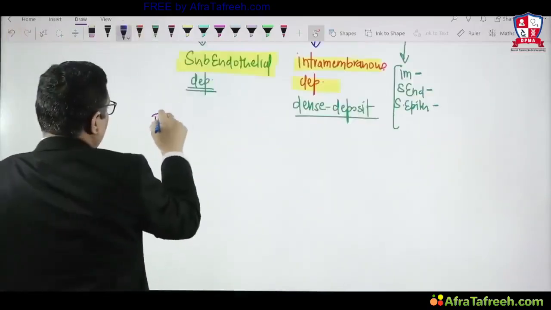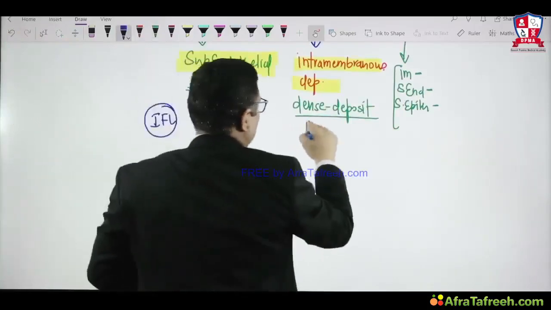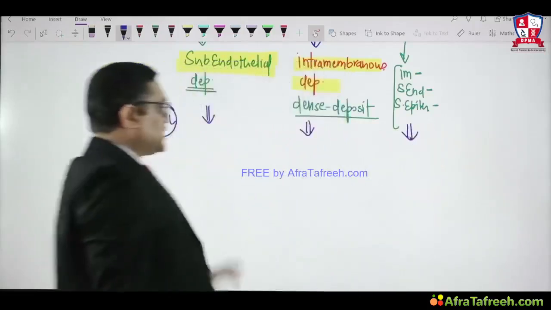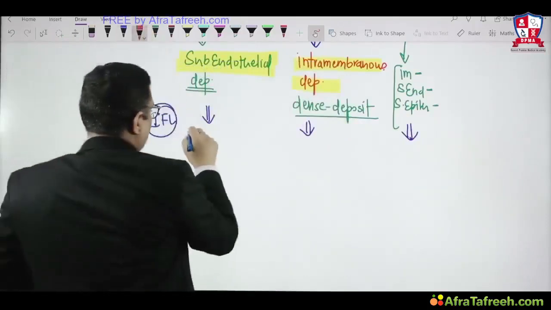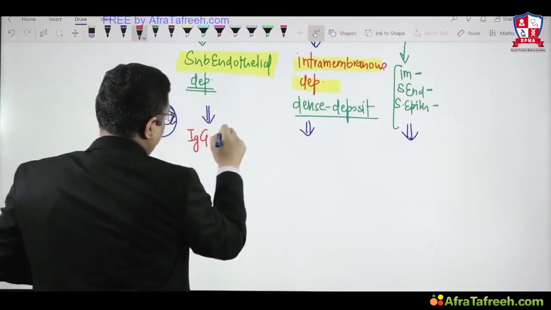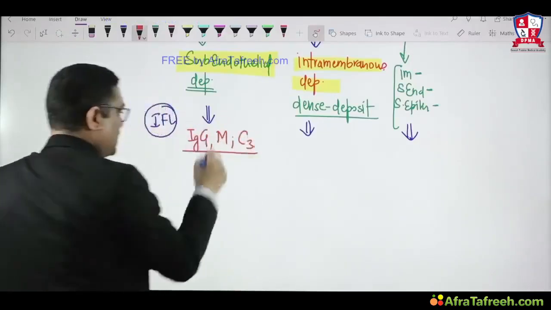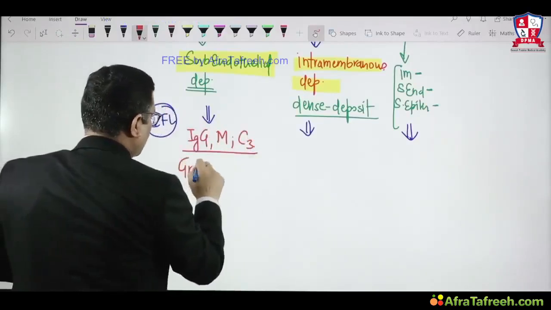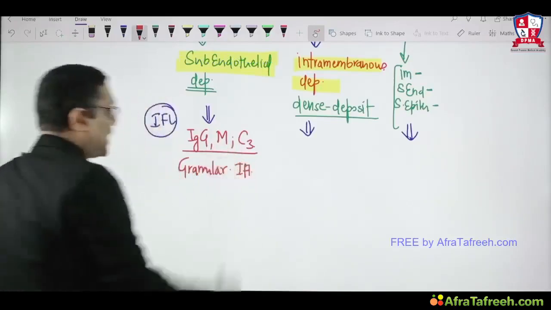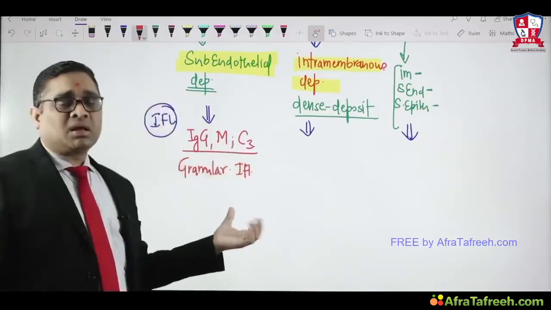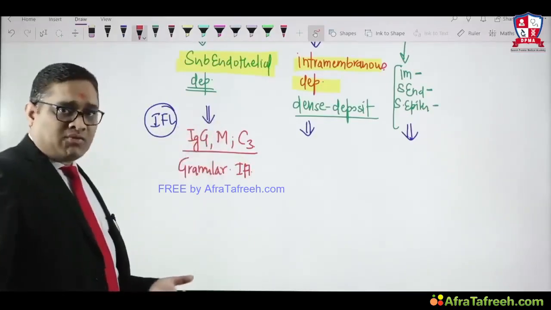On immunofluorescence microscopy, what are the differences between type 1, type 2 and type 3? MPGN type 1, on immunofluorescence microscopy, you are going to observe immunoglobulin IgG, IgM and C3 complement deposits, right? And what pattern of immunofluorescence? Granular pattern of immunofluorescence will be seen. Because of all these deposition, classical and alternative both complement pathways are activated. That is why antibodies are involved.